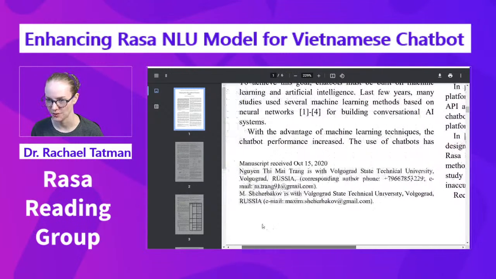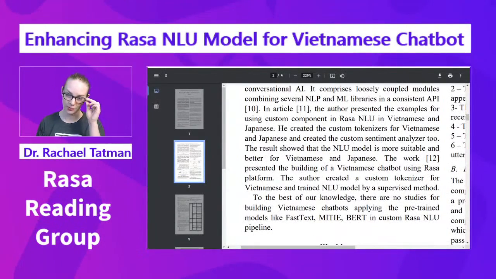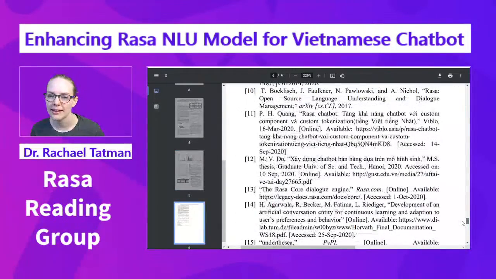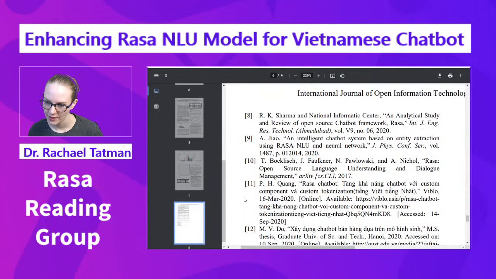Recently, Rasa NLU is often used to build conversational AI. It comprises loosely coupled models, combining several NLP and ML libraries in a consistent API. In 11, the author presented examples for using custom components in Rasa NLU in Vietnamese and Japanese. Oh, a little peek at there. And this is Quang Rasa Chatbot. That's in Vietnamese. Custom component, custom tokenization for Vietnamese. And that is from March 2020, so that's this year. Oh, interesting. This is really helpful for me. I'm learning about a lot of work that people are doing.